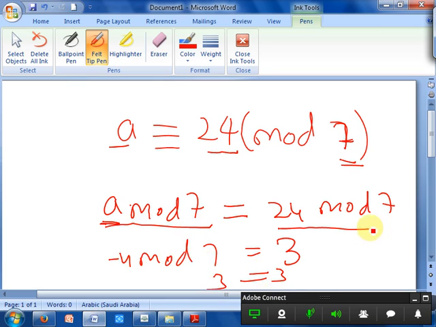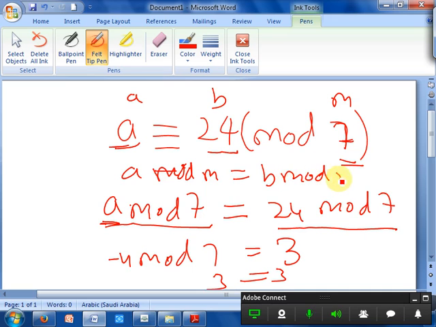If this condition is satisfied, let us take this as A, this as B, this as M. To check whether a number is congruent, you have to check that A mod M should be equal to B mod M. If both are equal, then we say that this number is congruent to this one, and it is an equivalence in the mode of 7. If you divide by 7, these two numbers will get the same remainder.